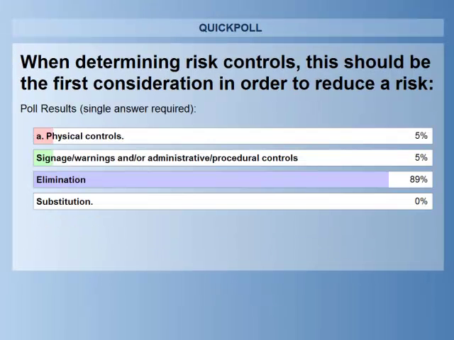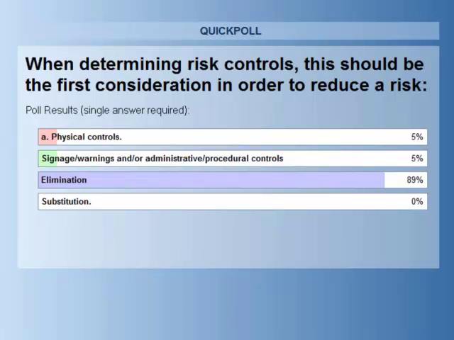And we're going to close and share. 5% say physical controls are the first consideration in order to reduce a risk. 5% say signage, warnings, or administrative procedural controls are the first consideration to reduce a risk. 89% say elimination is the first consideration. How do you eliminate that risk to reduce it? And then 0% said substitution. Very good. That's good. So again, a reasonably high number on answer C, which is the correct answer.